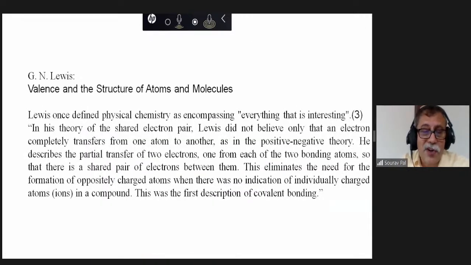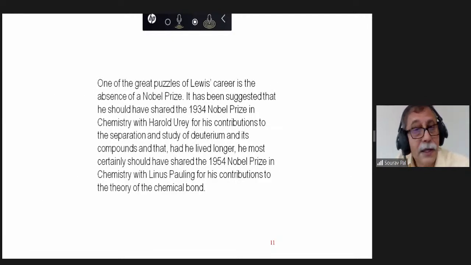So G.N. Lewis talked of the valence and the structure of atoms and molecules. In fact, Lewis defined physical chemistry as everything that is interesting. And he talked of the theory of the shared electron pair. So Lewis is, of course, a great person by himself, but his talking of chemical bonding was actually before quantum mechanics came. Of course, the fact that Lewis did not get the Nobel Prize has been a great puzzle of Lewis's career, but I'm not going to go into G.N.